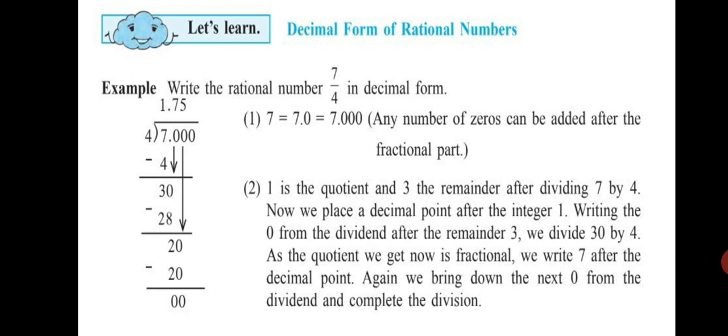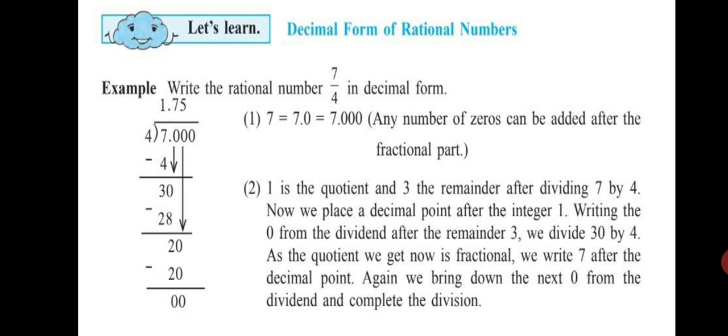So what we have done here, we have carried out the normal division. Only after we divide 7 by 4, there is a decimal point. So after the 1 in the quotient, we take a decimal point. In this way, you are going to write the decimal form of rational numbers. So 7 is equal to 7.0, which is also equal to 7 point as many zeros. Any number of zeros can be added after the fractional part.